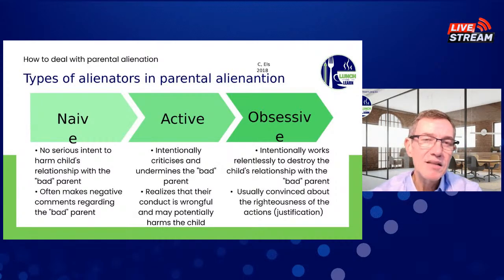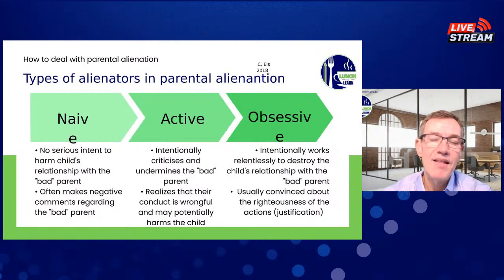Then you would get the active alienator. The active alienator spends some time. They intentionally criticize and undermine the bad parent, the other parent that is being alienated. And they realize that their conduct is wrong. It is done with malicious intent, and that it might potentially harm the relationship between the other parent and the child. So now they know about that, and that is the active type of alienator.